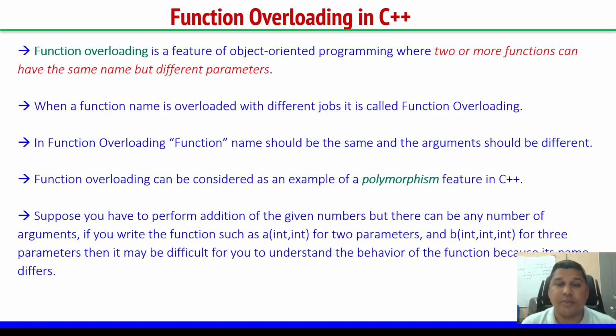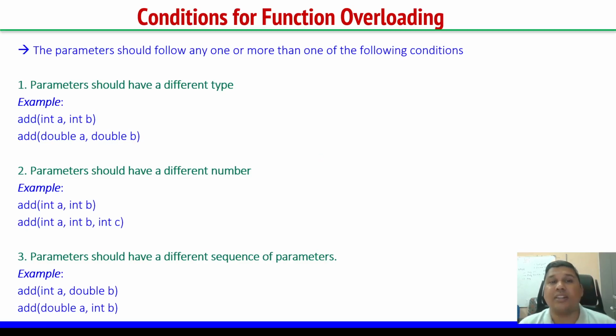So function overloading is considered an example of the polymorphism feature in C++. Polymorphism means same name but different forms, different meaning for that. That is how you can implement function overloading in C++. What are the different conditions where we can apply function overloading?